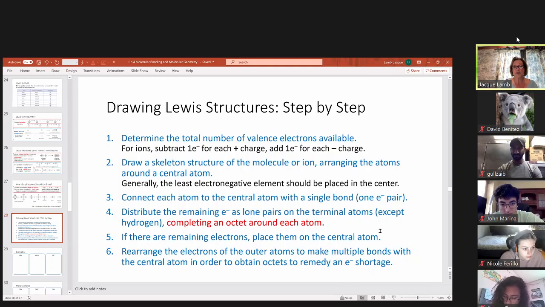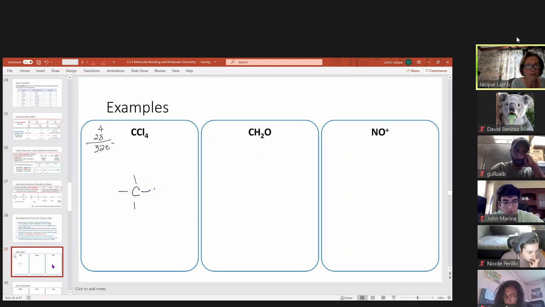So we're going to do some practice here. We have already seen what this looks like, but this structure has 4 electrons from carbon, and it has 28 electrons from the 4 chlorines, so you should have 32 electrons in your final structure. Carbon is the central atom. My skeleton shows 4 bonds to 4 chlorines. Next step is to draw lone pairs around each of my terminal atoms.